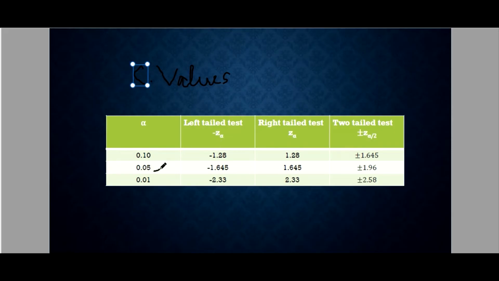Now, if your alpha is 0.05, then your left-tailed negative Z sub alpha or critical value is negative 1.645. If it's positive or right-tailed, then it is positive 1.645. But if it's two-tailed, then it is plus and minus 1.96. And last, if your alpha is 0.01, then the left tail for this is negative 2.33, and the right tail for this is 2.33. But if it's two-tailed, then it is plus and minus 2.58.